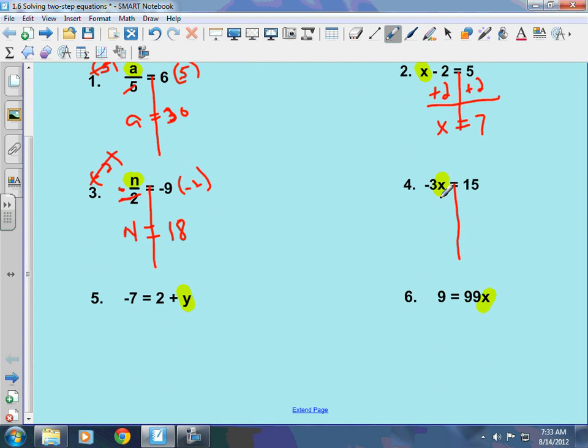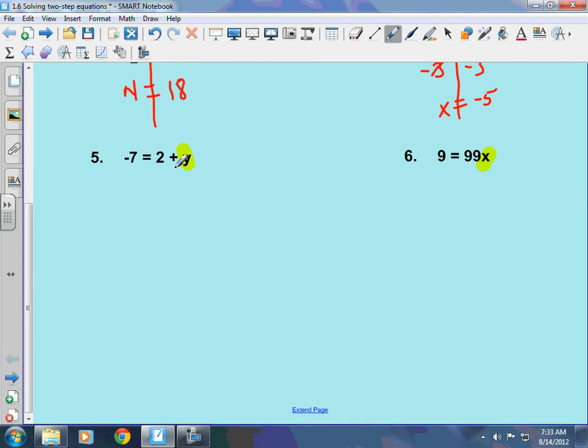Number 4, I have multiplication. How do you undo multiplication? You divide. You multiply and divide by the exact same number. You add and subtract by the opposite number. So X equals negative 5. One of these numbers is negative, so my answer has to be negative.